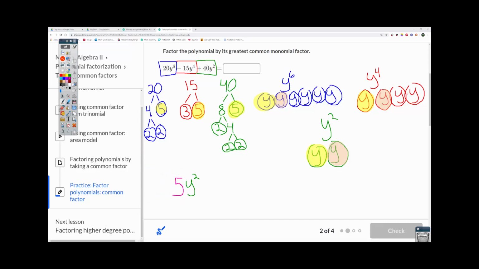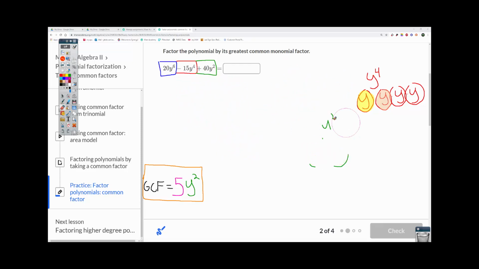5y squared. Okay, so our greatest common factor is equal to 5y squared. And we are almost done at this point. Now we just need to divide each of these terms individually by our greatest common factor. I'm going to go ahead and get rid of this just to clear up some space on the screen.